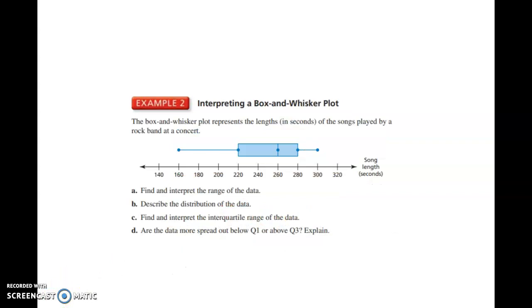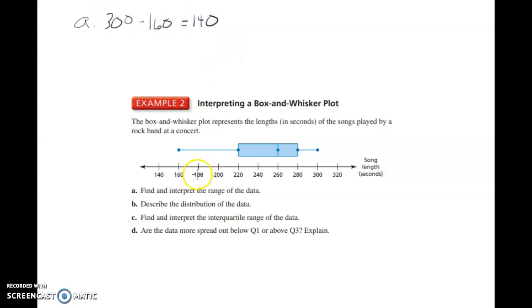All right, so let's look at the type of questions that you might be asked. So, A, find and interpret the range of the data. So we know the range as high minus low. So we can look at this and say, what is our high and what is our low? So our high is 300 and our low is 160. So A is going to be 300 minus 160, which we know is equal to 140.